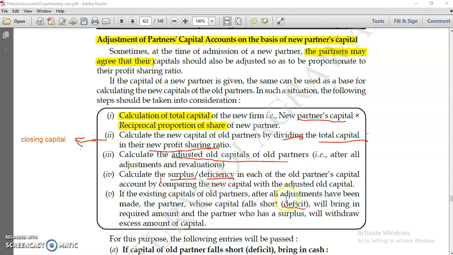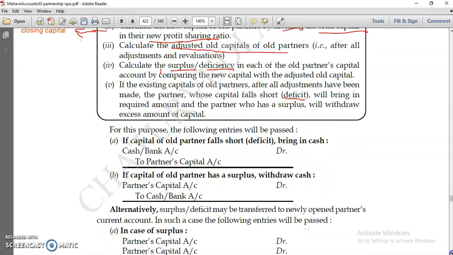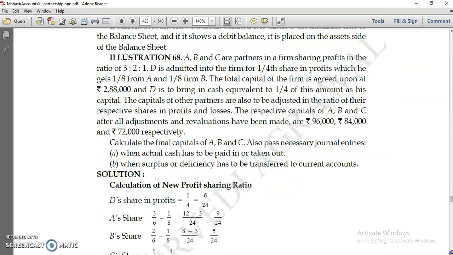Let's understand the same with an example. This is an example. A, B and C are partners in a firm sharing profits in the ratio of 3:1. D is admitted into the firm for a 1/4 share in the profits, which he gets 1/8 from A and 1/8 from B. These are the things related to your ratio: how to calculate the sacrifice ratio and the new PSR.